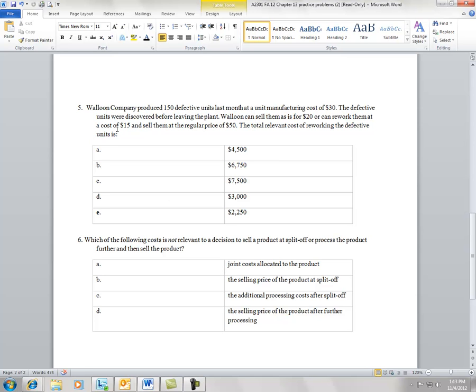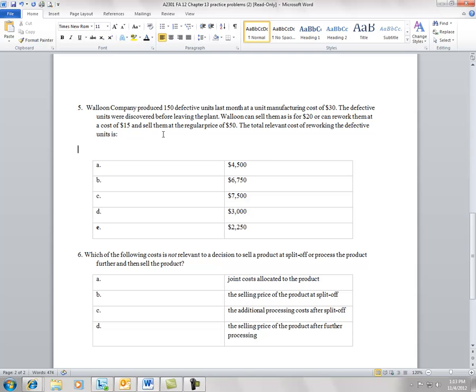Moving on here to number 5. A company unfortunately produced some defective units, 150 of them. They had a manufacturing cost of $30. They were discovered before leaving the plant, so luckily the company has some options here. They could sell them as is for $20. So just right away, sell them out the door. Or they can do a little rework for $15 and sell them at the regular price of $50.